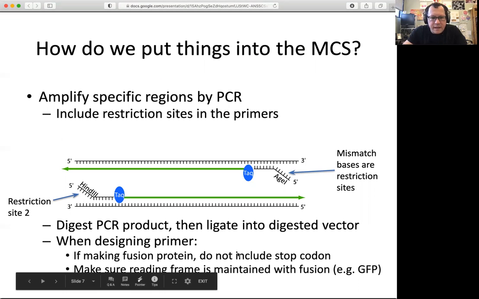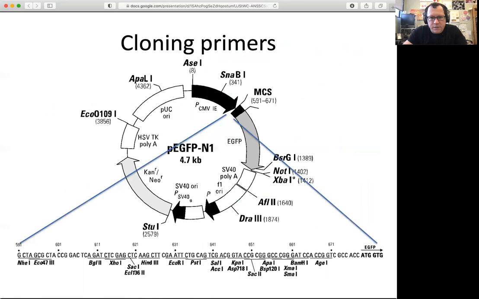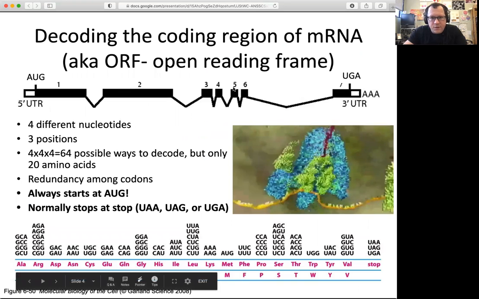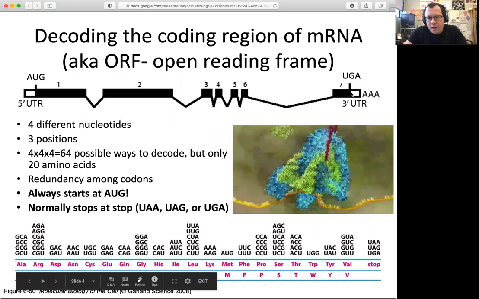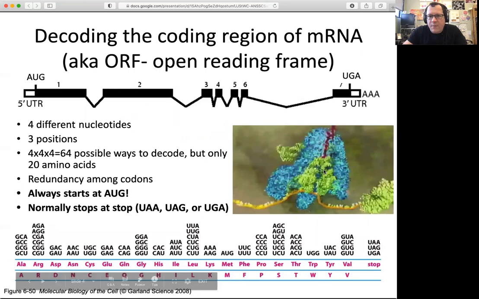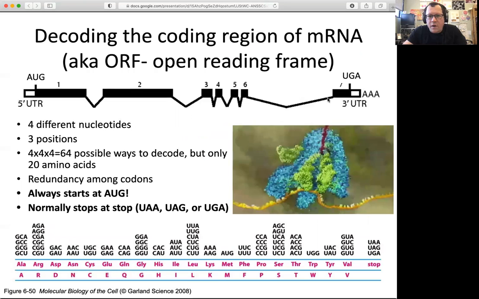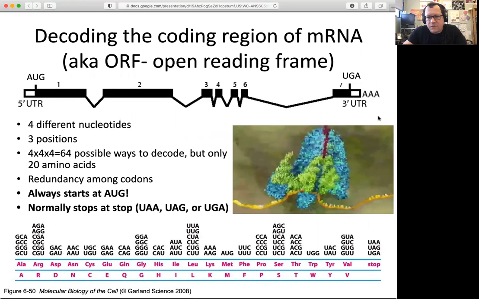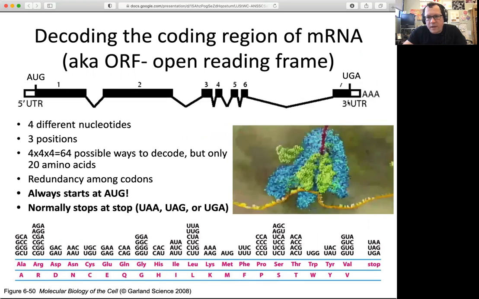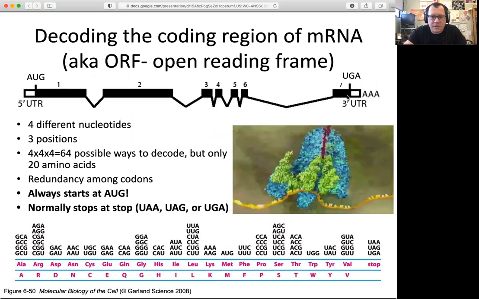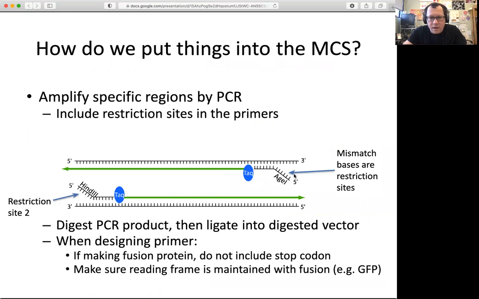Some primer design considerations. One thing to think about is if we're making a fusion protein, do not include a stop codon. We said that when the ribosome comes in and sees a stop codon, it's going to pop off. If we want this protein to be fused to a GFP, we want to make sure there's no stop codon. So when we design our primers for this end, make sure that no stop codon is being incorporated.